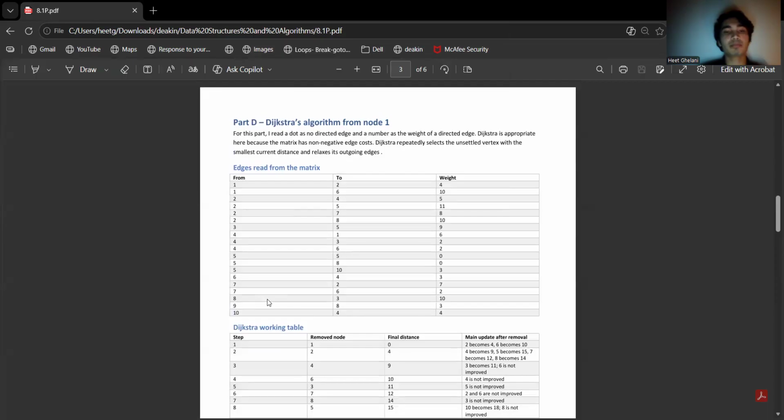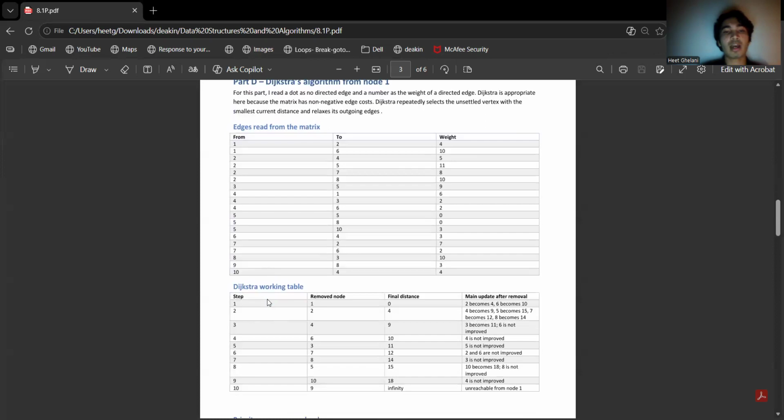Let's focus on part D, which is the Dijkstra algorithm. In part D, I solved the shortest path problem using the Dijkstra algorithm starting from node 1. Dijkstra is appropriate here because all edge weights in the graph are non-negative. I first converted the adjacency matrix into directed weighted edges. Then I followed the standard Dijkstra process, where the algorithm repeatedly moves the unsettled node with the smallest temporary distance from the priority queue.